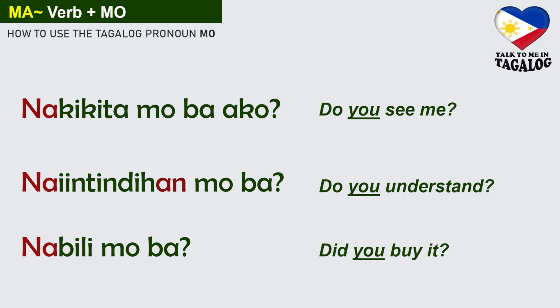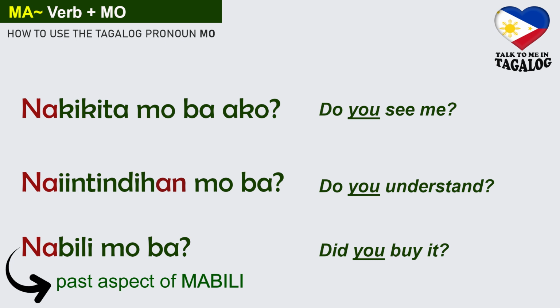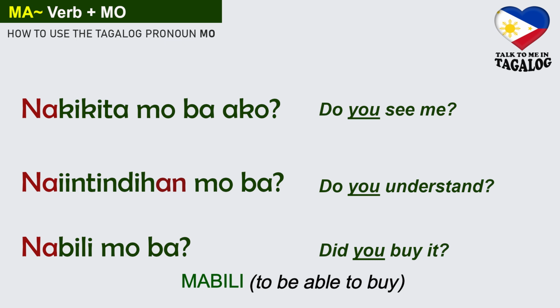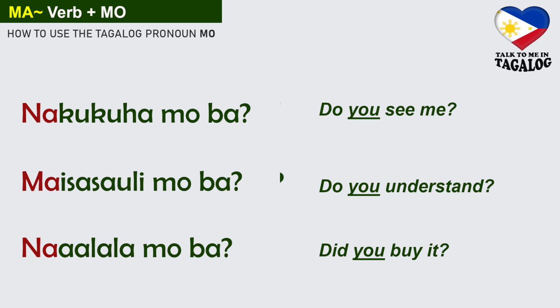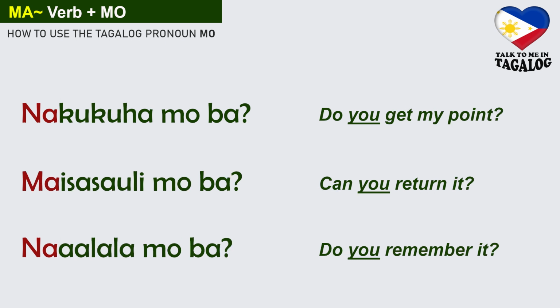Nabili mo ba? Nabili is the past aspect of mabili, meaning to be able to buy. Nabili mo ba? Did you buy it or were you able to buy it? Again, the focus of the sentence is the object that the speaker is asking about. I hope that you already know by now that the object, whether mentioned or just implied, is the focus of the sentence and not the doer mo or you.